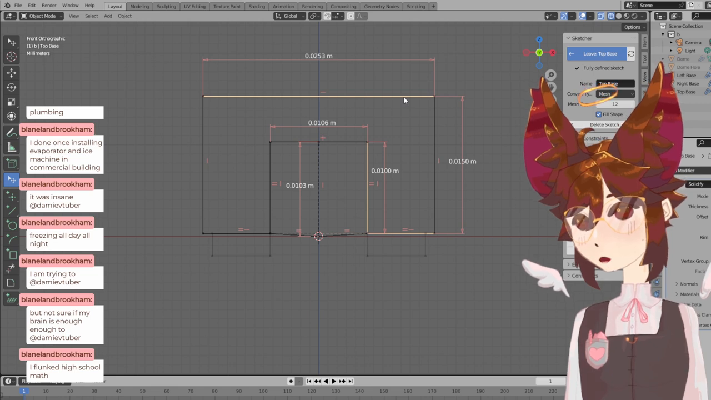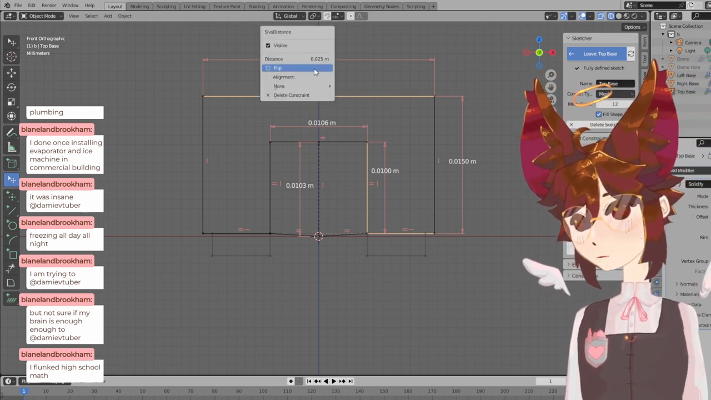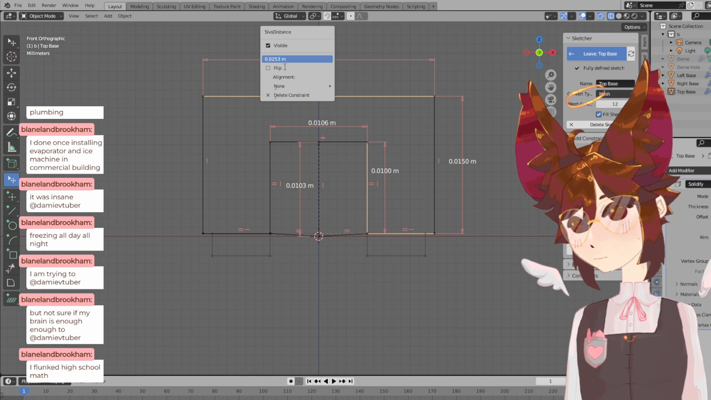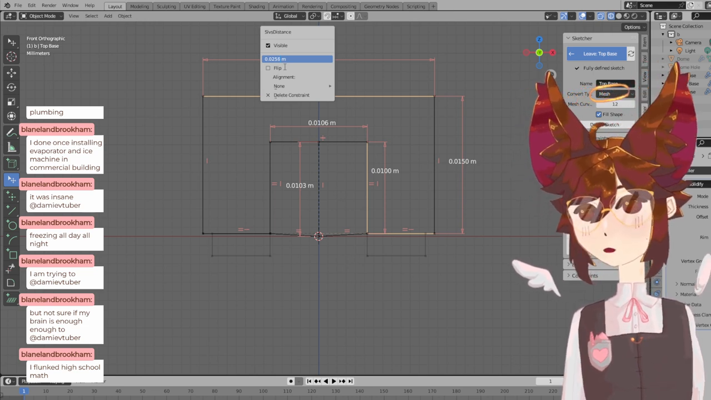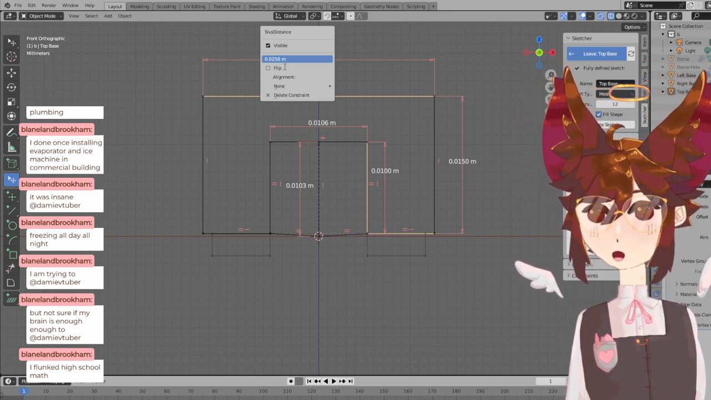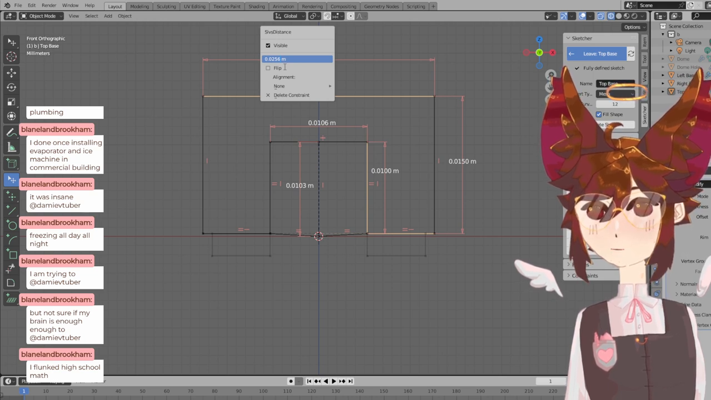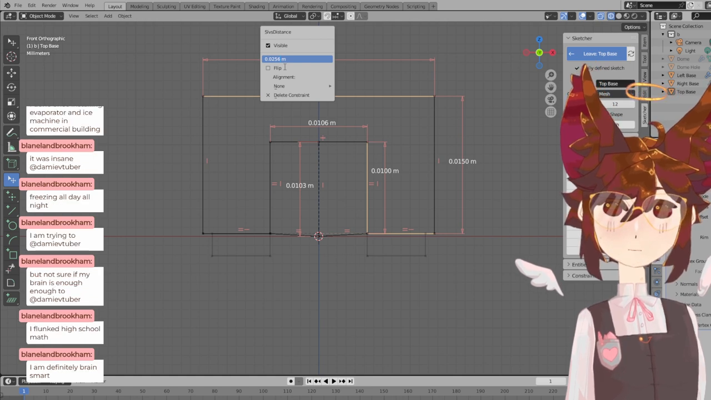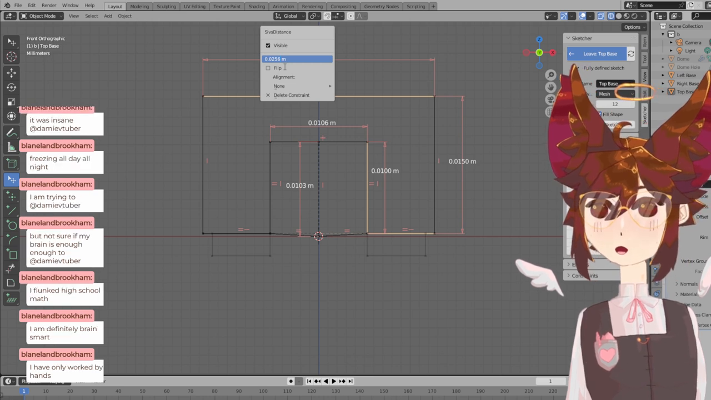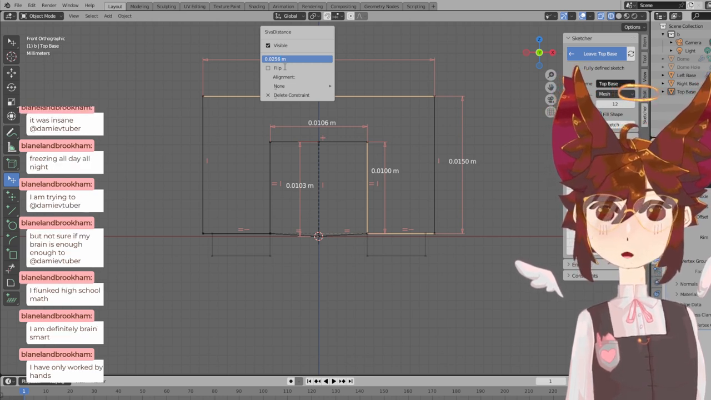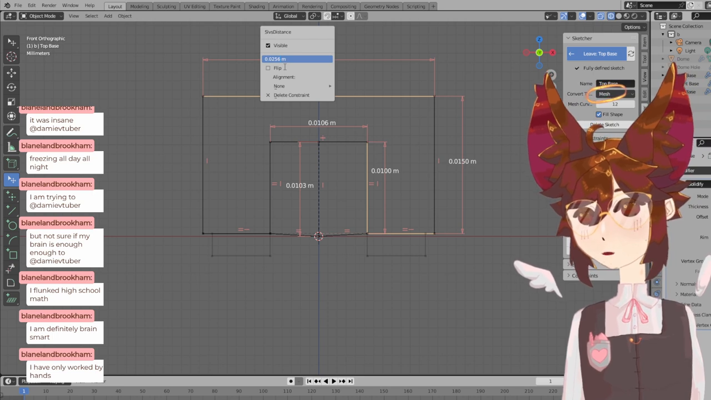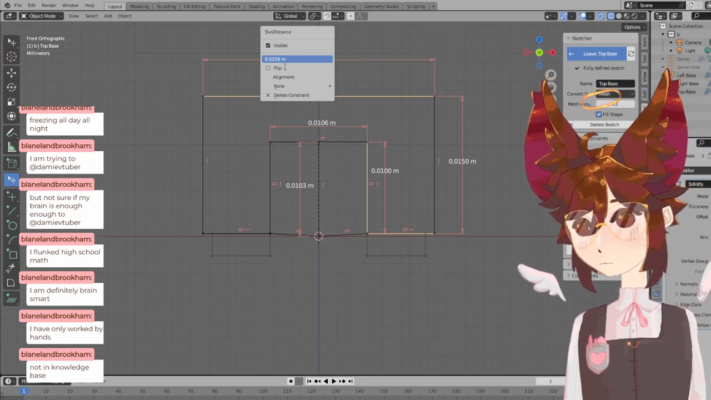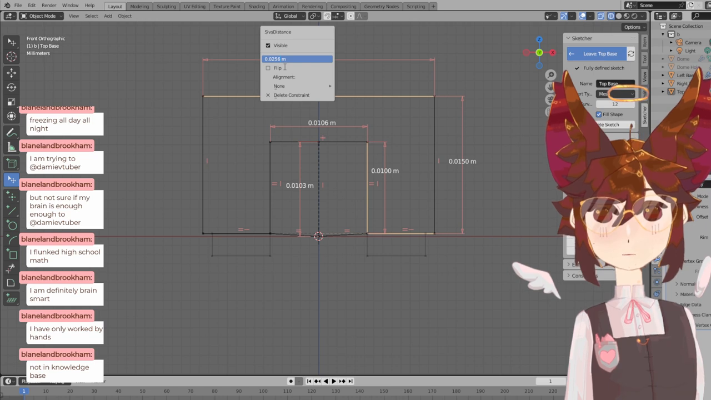This is also wrong. You flunked high school math? That's all right. There are a lot of smart people I know who didn't do well in high school. I have a really good friend who... it's just so hard because the environment is so different, you know? And you don't get another chance, which is stupid. You're definitely brain smart. I've only worked my hands, not in knowledge base.